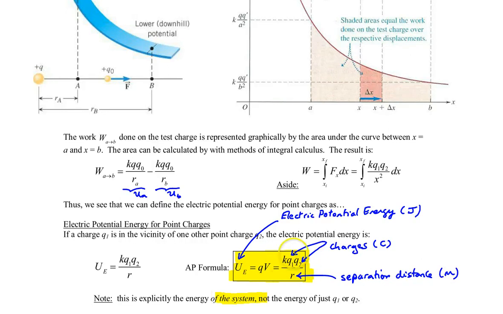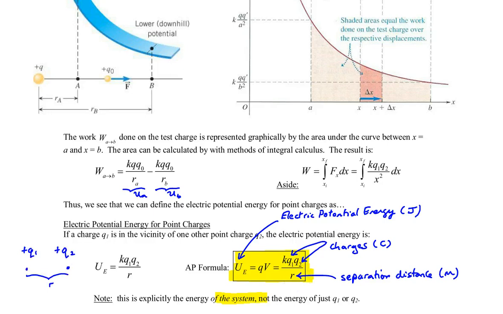You also note that this equation is very similar to Coulomb's law, except there's just an r in the denominator, whereas the Coulomb's law equation has an r squared. So be careful not to mix this up. I often see people do that on the exam, mixing up a force with electric potential energy because the equations are very similar. But there is just an r here, whereas in Coulomb's law you have an r squared.